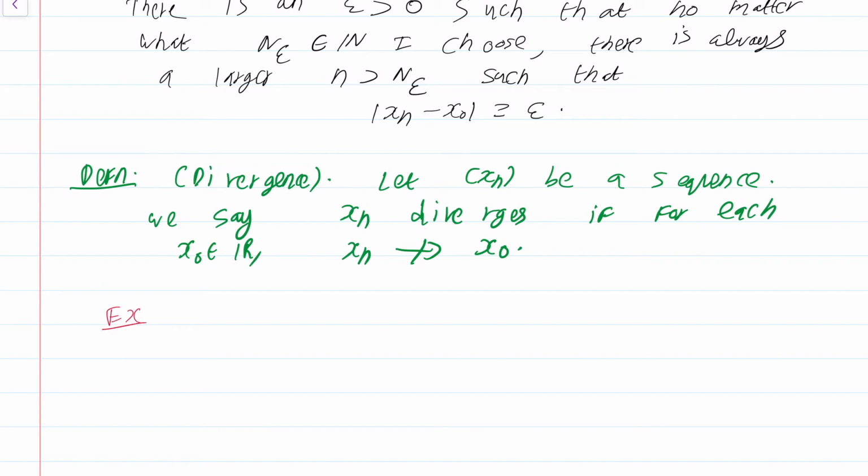Write down the definition of divergence in logical symbolism.